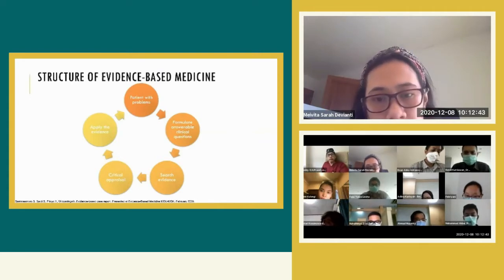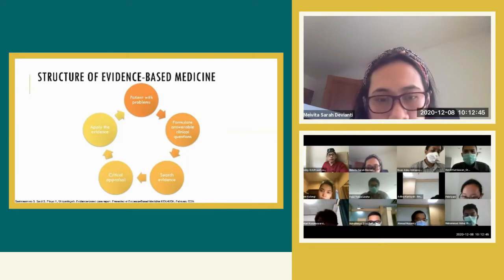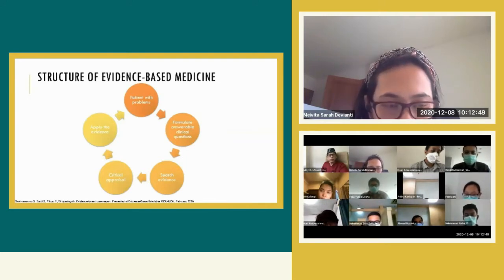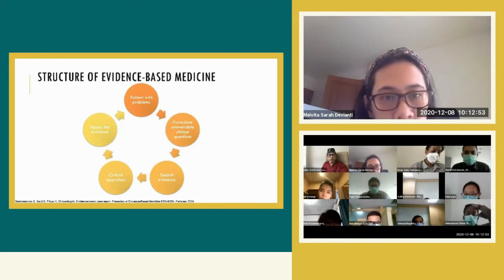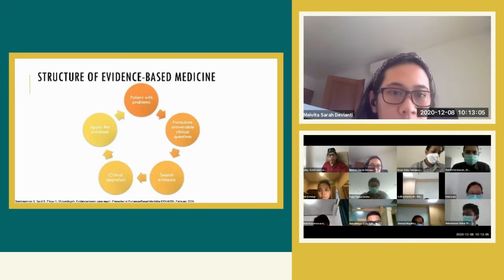Those pieces of evidence we then critically appraise. It means that we want to know whether this previous writing is valid or not, important or not, or applicable or not. If the evidence that we found has already been critically appraised, the chosen evidence is then put into our EBCR. Then we can publish it and apply the evidence.